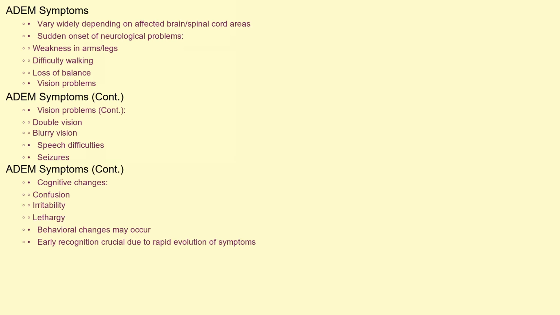The symptoms of ADEM can vary widely depending on the areas of the brain and spinal cord that are affected. Common symptoms include sudden onset of neurological problems, such as weakness in the arms or legs, difficulty walking, loss of balance, vision problems like double vision or blurry vision, speech difficulties, and even seizures. Cognitive changes, such as confusion, irritability, and lethargy, are also frequently observed. In some cases, individuals may experience behavioral changes as well. Because the symptoms can evolve rapidly, early recognition is crucial.